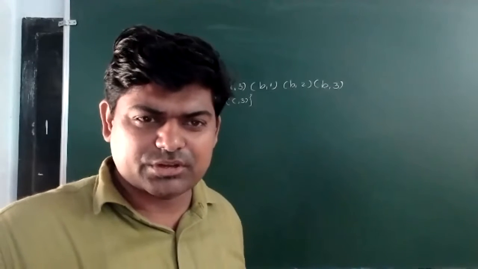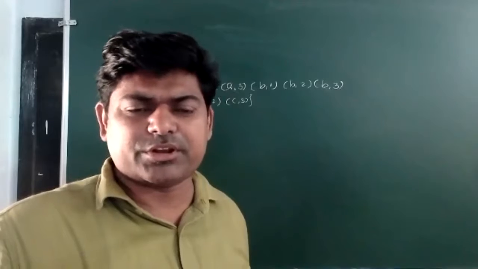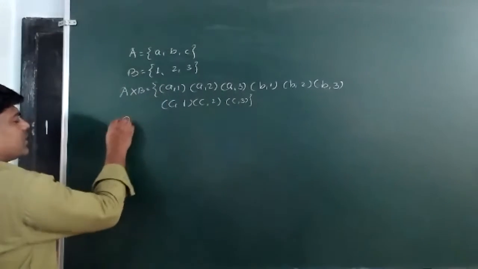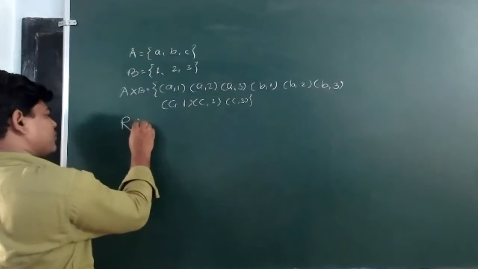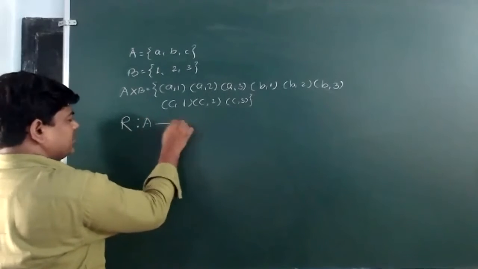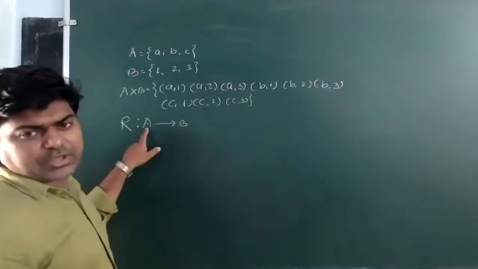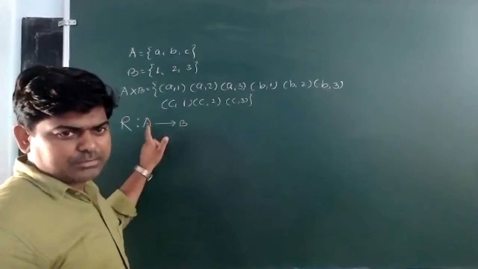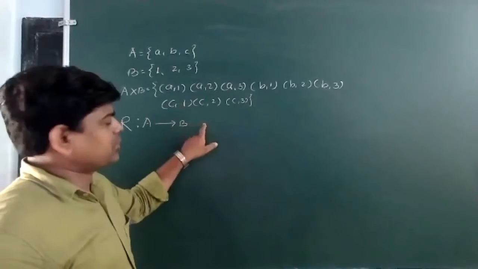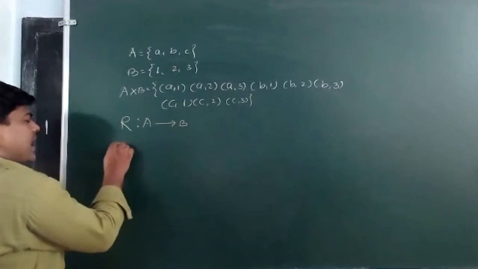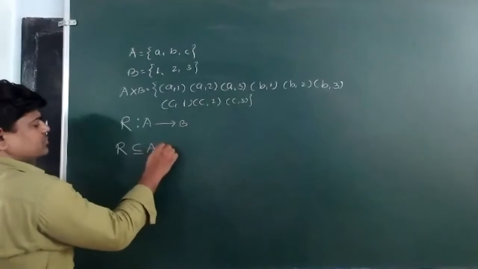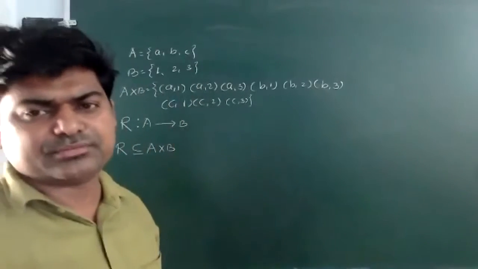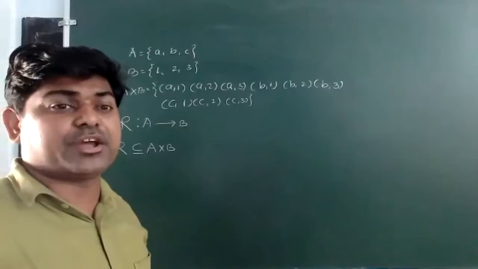Okay, now after knowing the ordered pair, if I'm talking about a relation, a relation defined from A to B means the elements of A are related to the elements of B. Then I said R is a subset of A cross B. R should be a subset of A cross B, if the relation is defined from A to B.